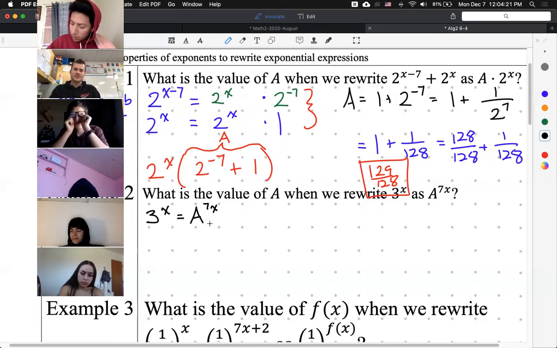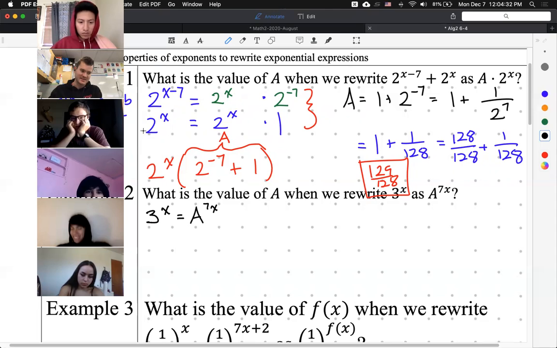So what I'm going to be focusing on now is that right-hand side. That is the general form that I want to get to. That is my goal, get to this form. I'm going to manipulate the left-hand side to try to make it look like that. How do I manipulate the left-hand side? Well, I want a power of 7x. So let's make it to the power of 7x.